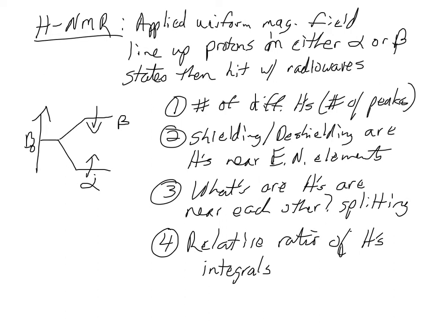That does make a difference. Coupling constants help because they tell you who's talking to who. All those things help, so think about shielding and deshielding. First, you have to figure out how many different types of H's you have. Every new peak in the H NMR represents a new type of H, a chemically non-equivalent hydrogen. Those are the 4 things they tell us.